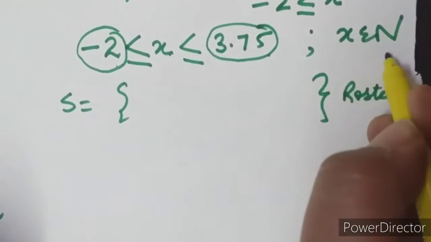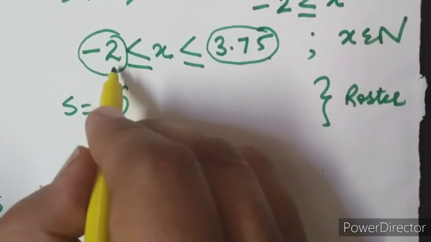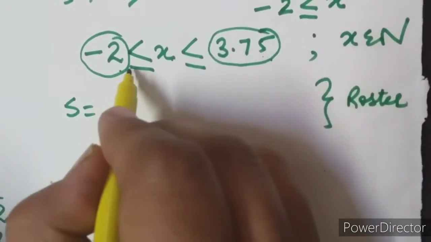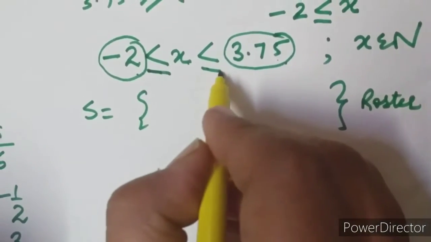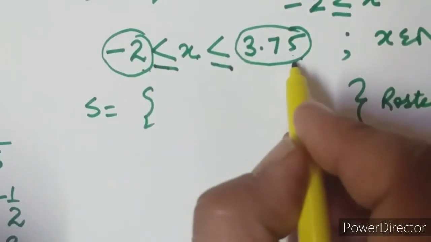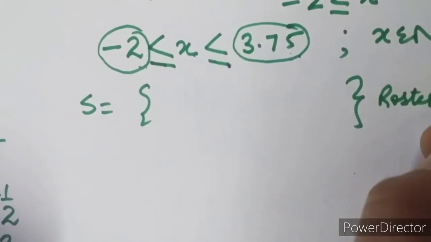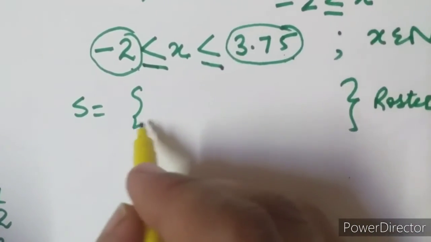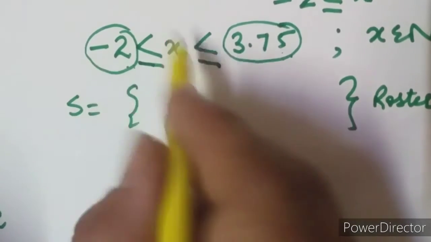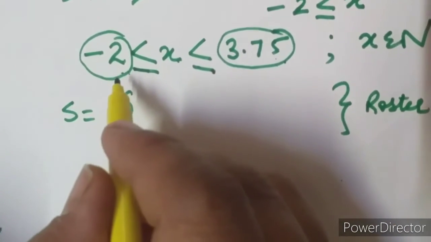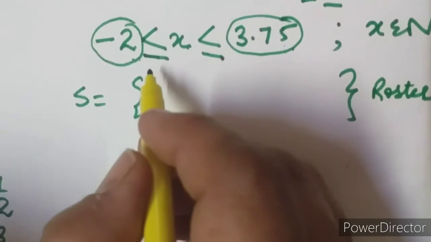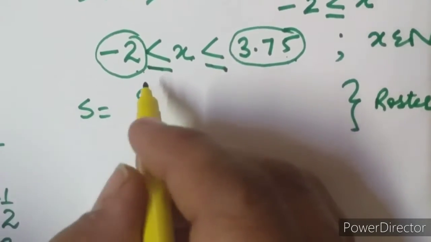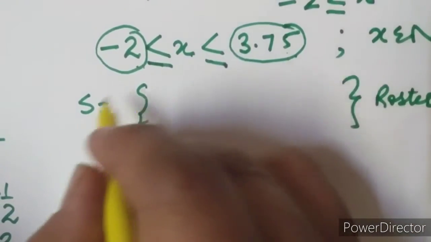This is the most interesting part of the answer: between -2 and 3.75, and see very clearly, both limits are excluded. So from -2 to 3.75 we have to select all the natural numbers as part of our solution set. More than -2 we have -1, 0, 1, 2, 3, 4; all these are natural numbers only. But what will be the first natural number after -2?